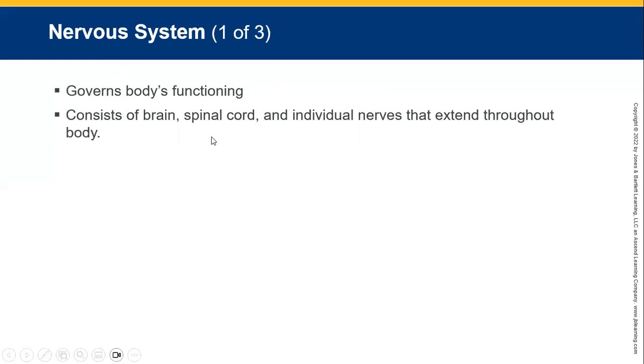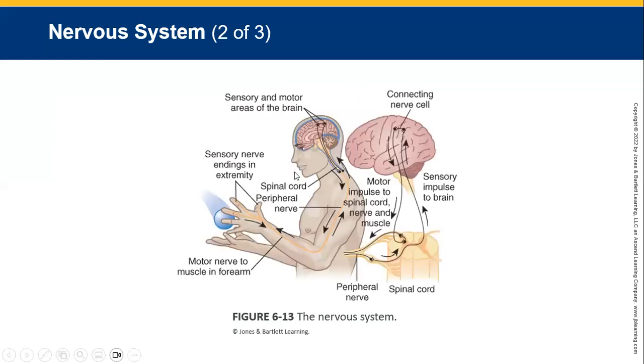The nervous system governs the body's functioning. It consists of the brain and the spinal cord, individual nerves that extend throughout the body, and the sympathetic and parasympathetic nervous systems. They have sensory and motor neurons. Touch, sight, feeling, hot and cold will all send signals back to the brain, and the brain again will send things forward.